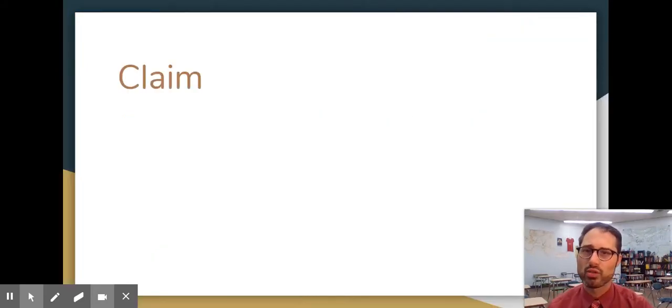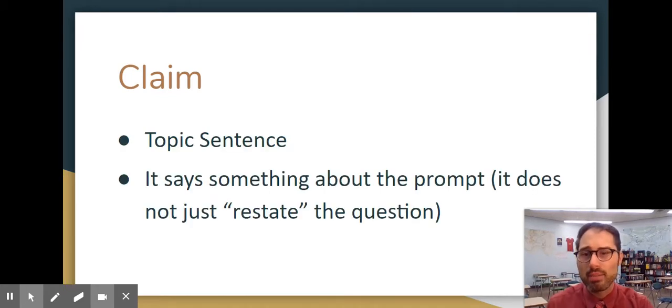The first part of our constructed response is a claim. This is the same as a topic sentence. It's a promise to our reader, and it just says something specific. We're not just restating the question. If the question says, analyze how setting impacts the characters, you don't want to just say, in this book, the setting impacts the characters. Of course it does. Tell us how.